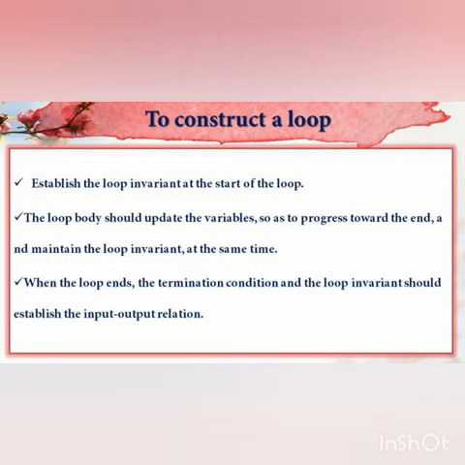Then when the loop ends, the termination condition and the loop invariant should establish the input-output relation. So at the end of the loop, what will happen? The condition becomes false, so it terminates, and it maintains the loop invariant. So that loop invariant gives the desired input-output relation. So this is all about loop invariant. Let's see an example of loop invariant now.